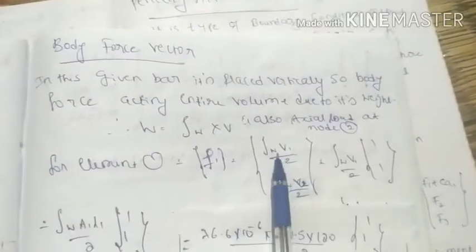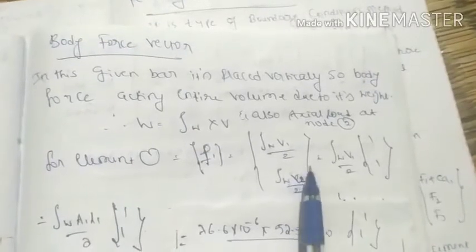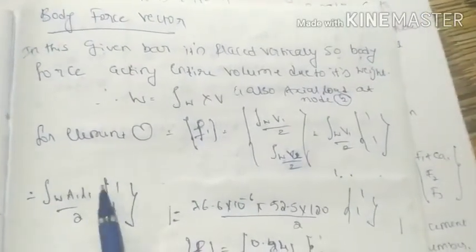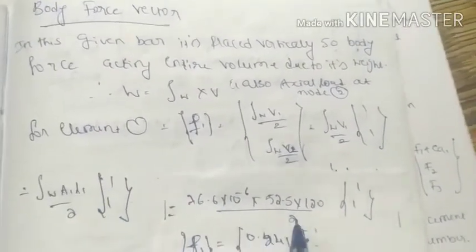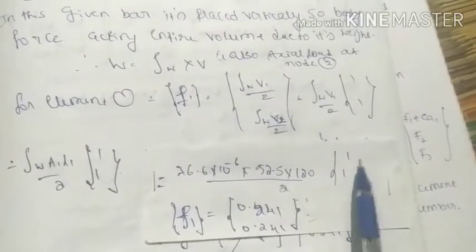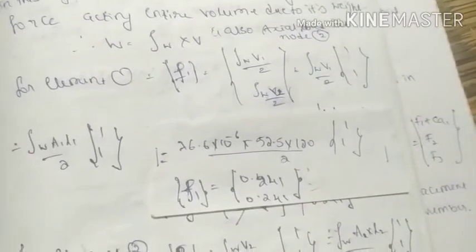Therefore W equals rho g into V, and also the axial load. For element 1, F1 becomes rho g V. Since F1 belongs to two nodes, we take the average: rho g into V1 divided by 2, rho g into V1 divided by 2. Taking the common term outside, rho g V1 divided by 2. Now V1 means A1 into L1. Substitute the values of rho g, A1 and L1, and we get 0.241. You multiply by it inside the matrix, that is 0.241 and 0.241. That is the body force vector for element 1.